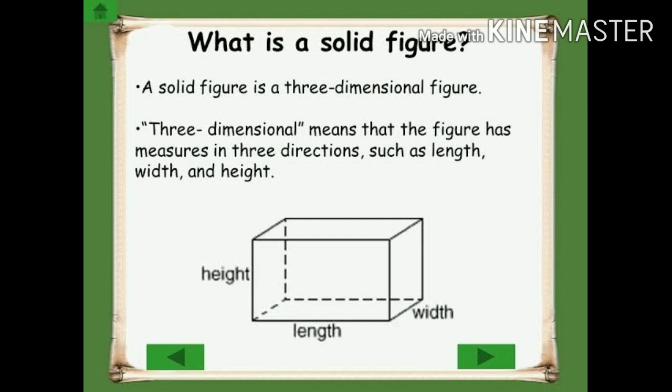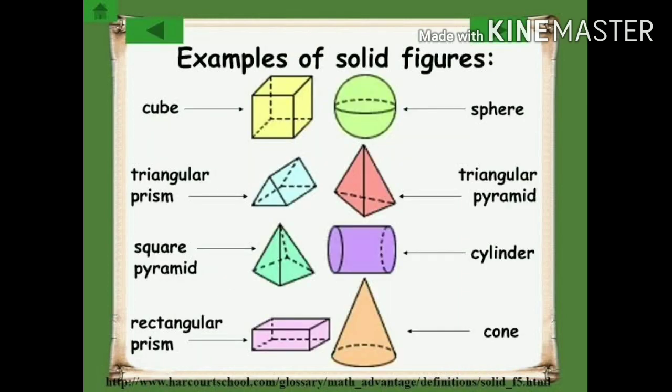There are different types of solid figures. They are cube, cuboid, sphere, pyramid, cylinder. Cone, prism and pyramid also are some of the solid figures which you are going to study in your 9th standard geometry.